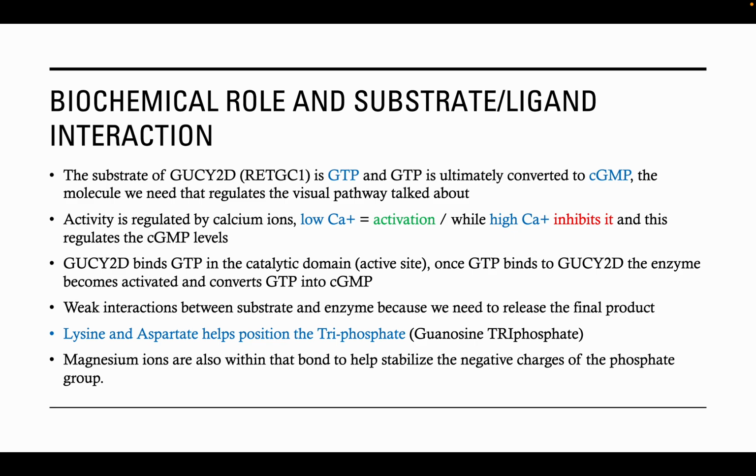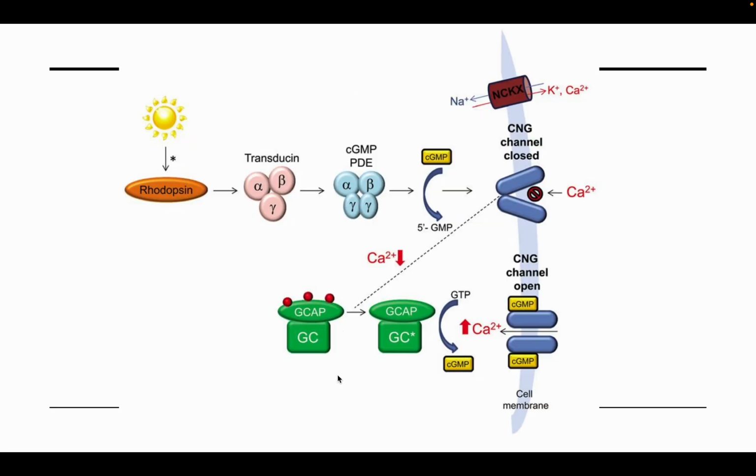In that active site, there are also lysine and aspartate amino acids that help position the triphosphate. And the magnesium ions are also there to help stabilize the negative charges of the phosphate groups, because there are three phosphates in guanosine triphosphate. So this is just a brief summary of the pathway it takes.